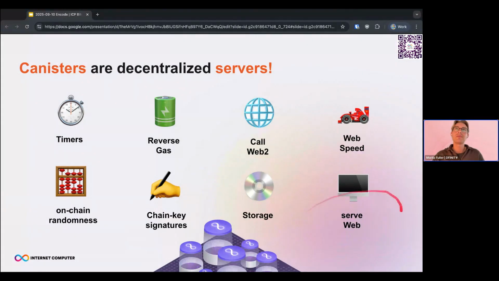And then another very cool feature is the fact that canisters can serve web. So you can take your front end that interacts with your backend, and you can deploy that front end in a canister smart contract as well. So you have your entire dApp stack decentralized and deployed on the Internet Computer, which of course helps with censorship, decentralization, and not being hacked.